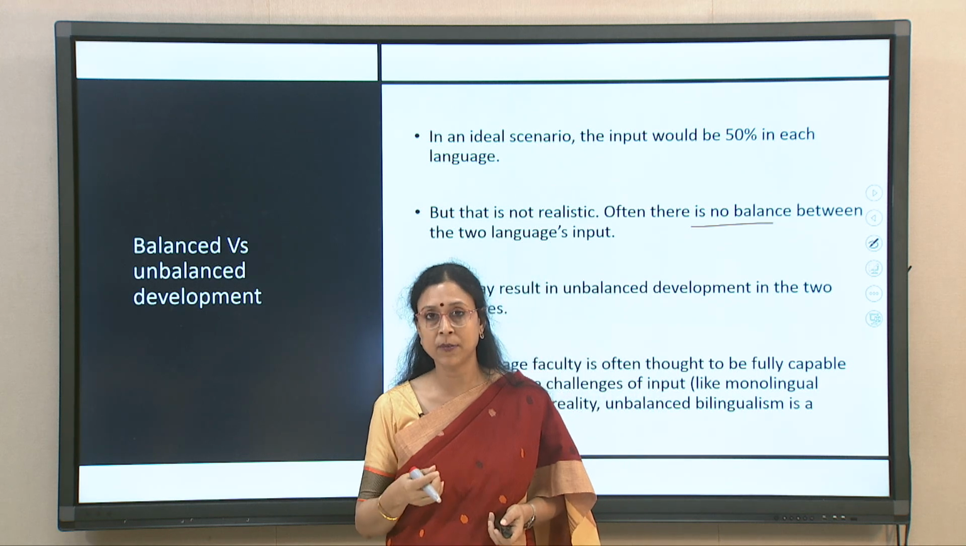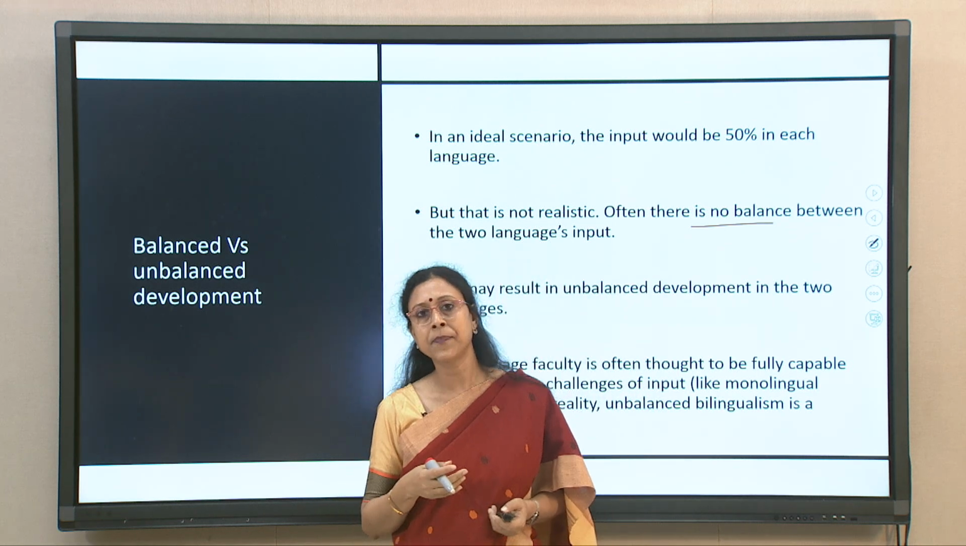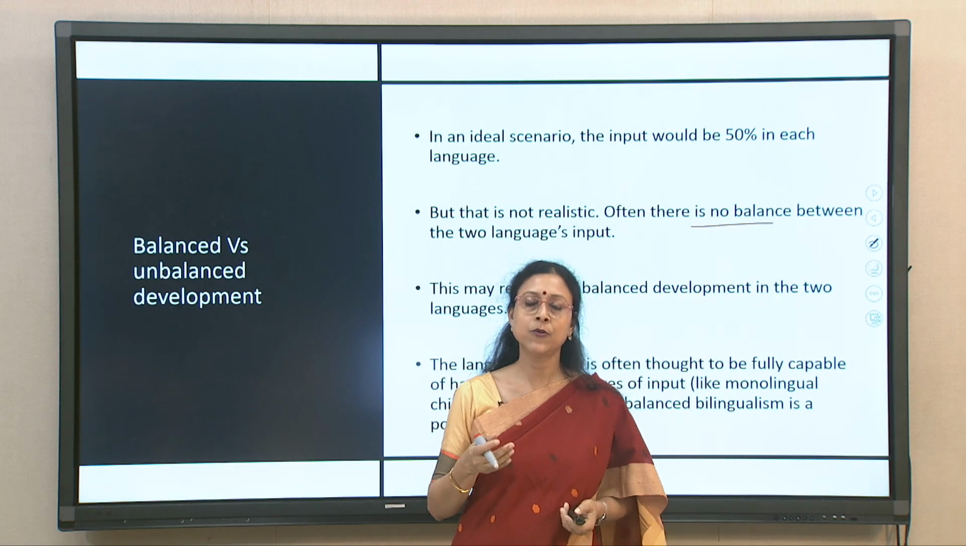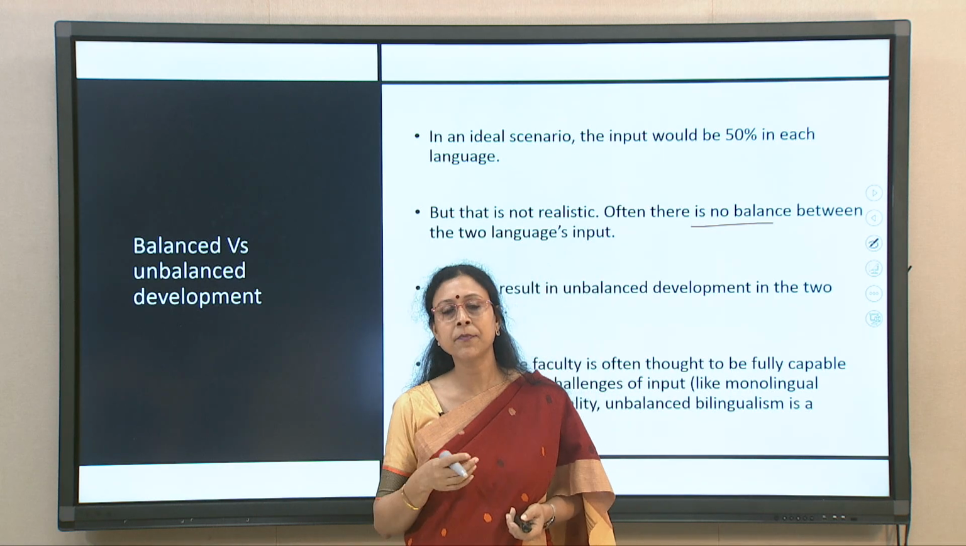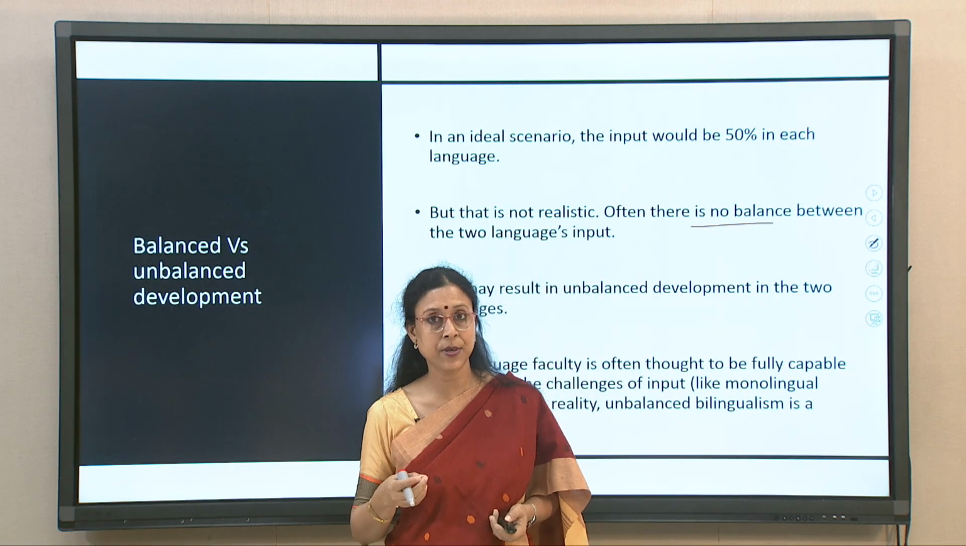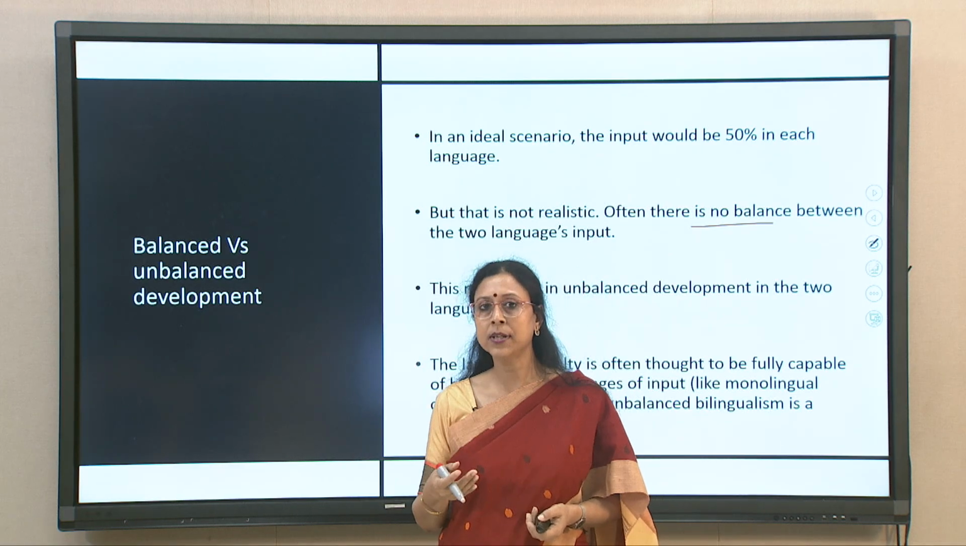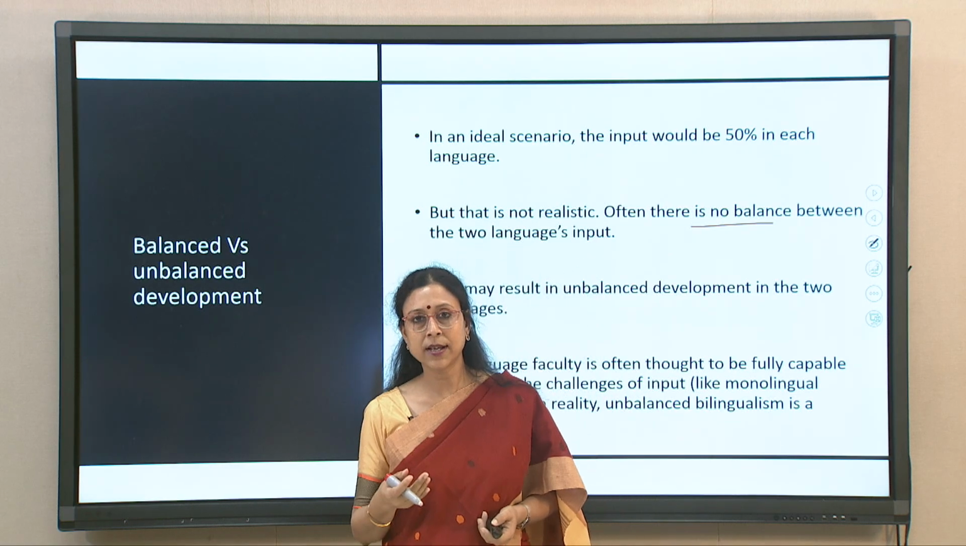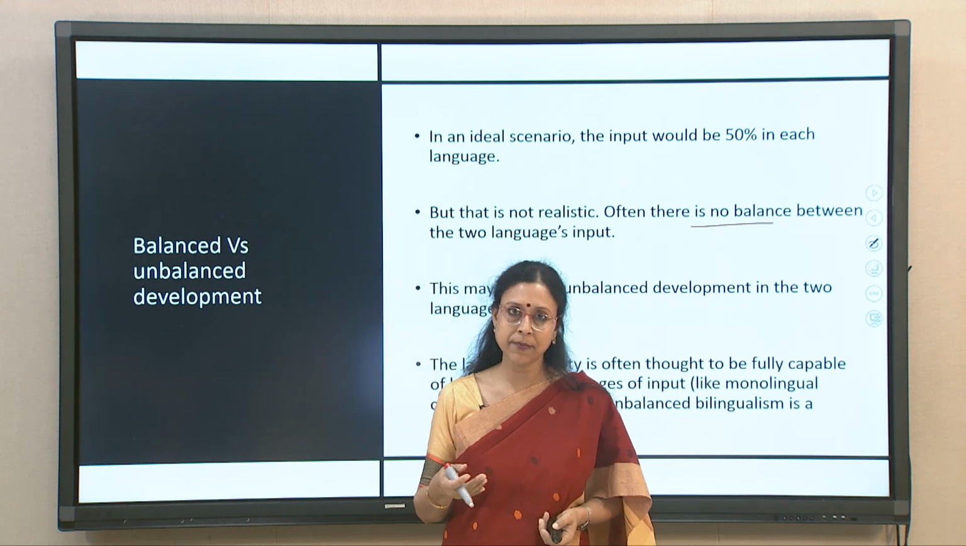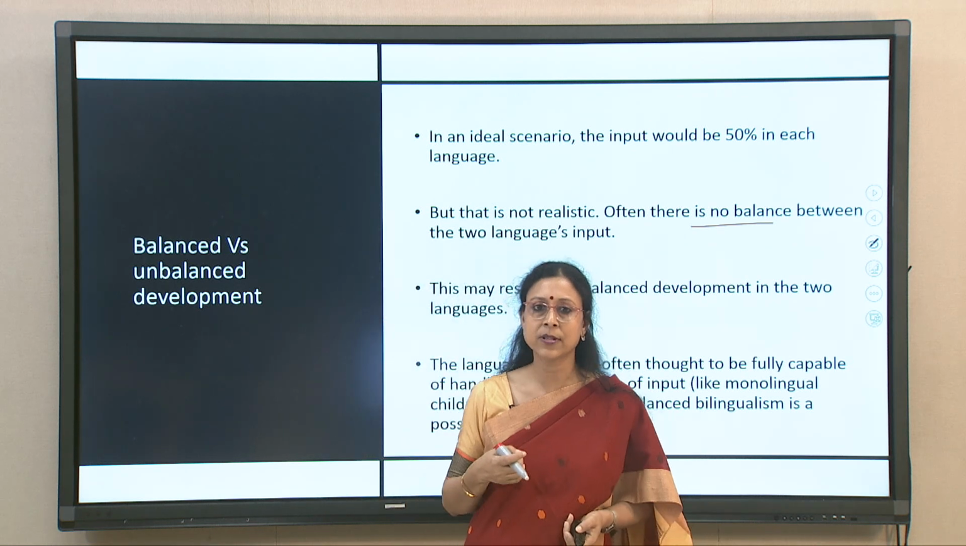So, one language might be dominant. In the environment, let us say both the parents are there, one of them speaks Cantonese, the other speaks English, and Cantonese is spoken more, or is the more dominant language, present more in the environment. That might lead to an unbalanced outcome. So, this is also a possibility.